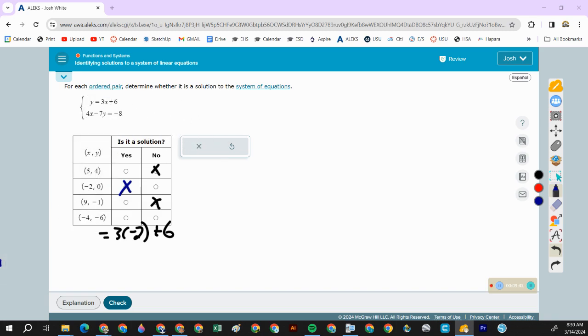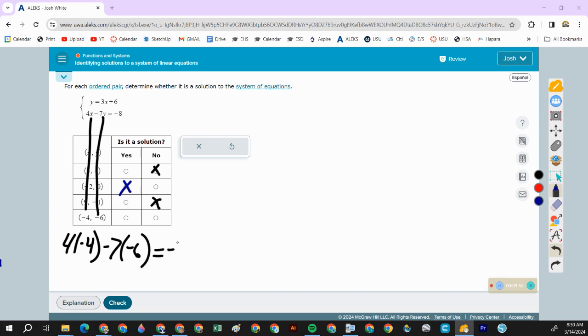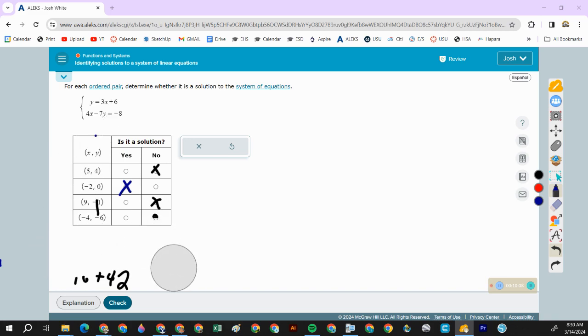Now we need to test it in the bottom equation. So -6 and -4. 4 times -4 minus 7 times -6. Is that equal to -8? Well, we're going to get negative 16 plus 42. That's not even close to negative 8, so no. That's the slow way to do it.